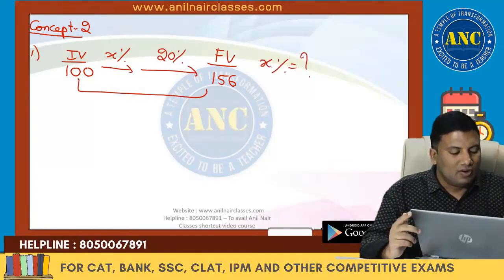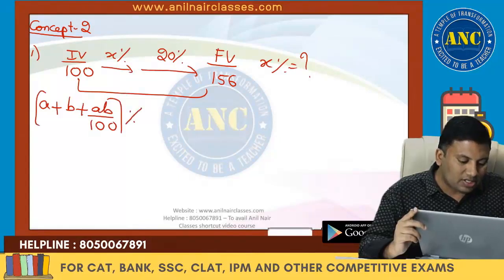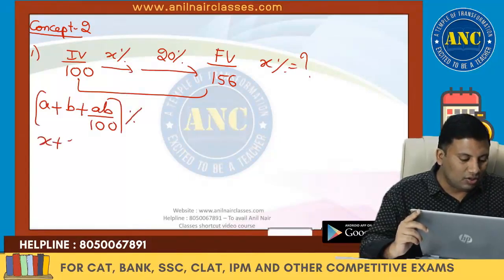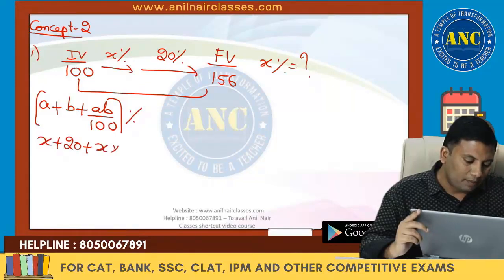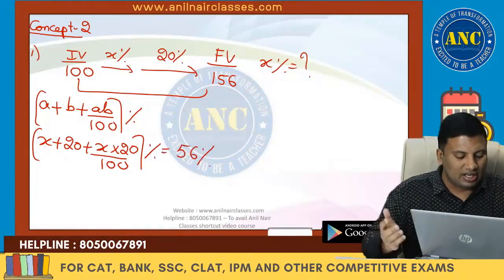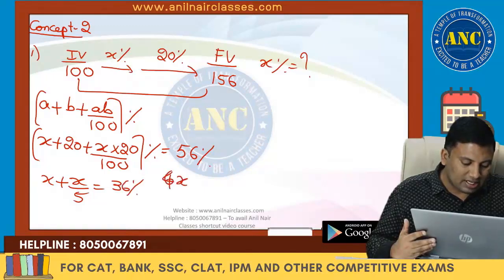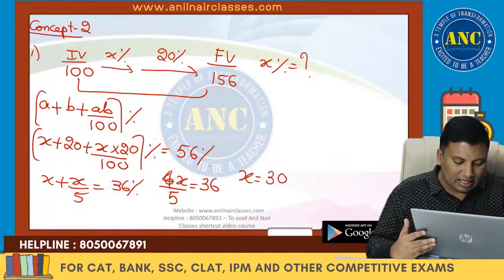Most of the students, because of their non-understanding of the concept, will start using A plus B plus AB by 100. So they will use X plus 20 plus X into 20 by 100, which is nothing but totally 56%. X plus X by 5 is equivalent to 36 percentage. 6X by 5 is equivalent to 36. X is nothing but 30 percentage.